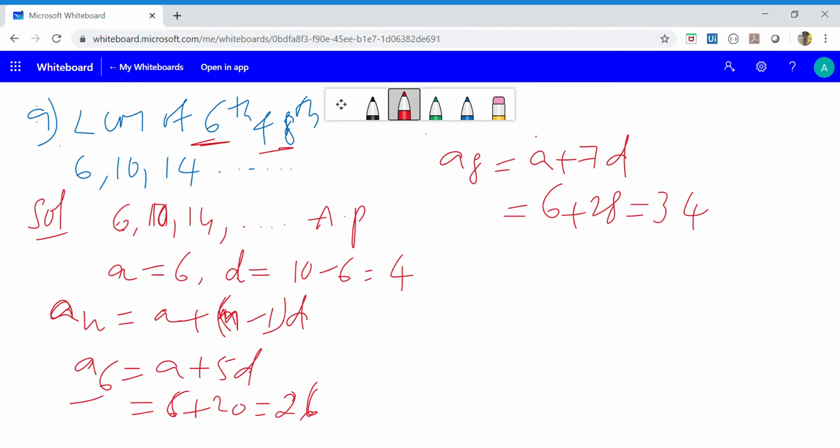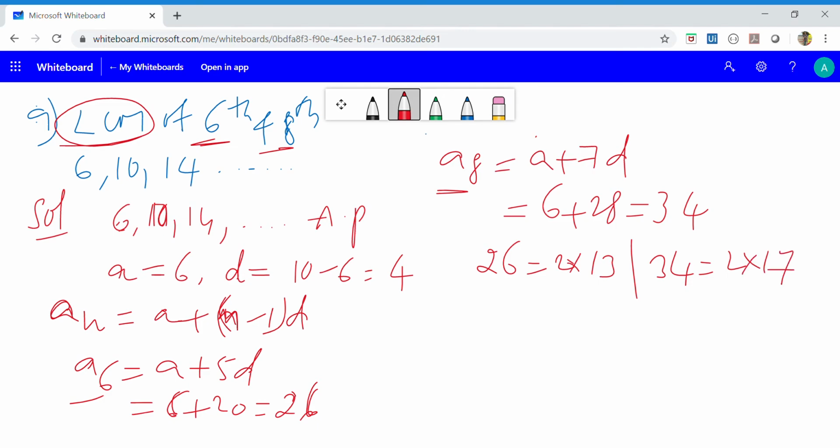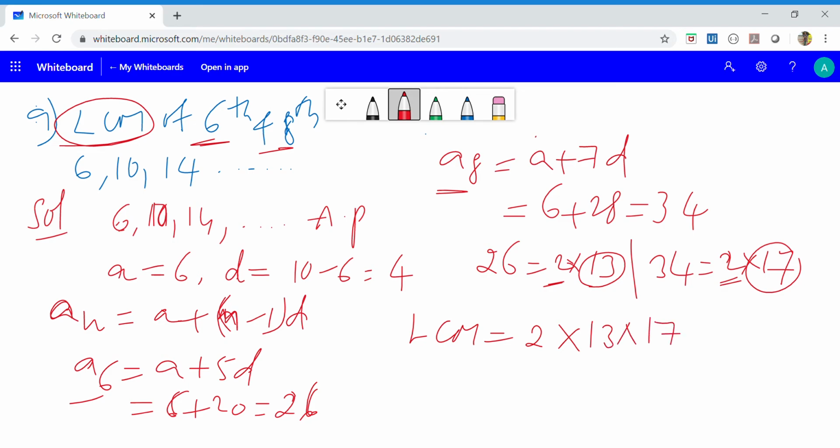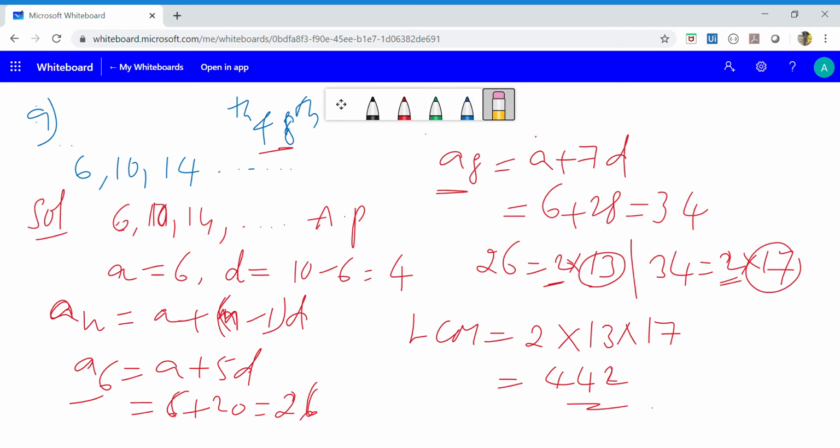So a6 and a8 you got. What he asked? LCM of those numbers. So 26 can be written as 2 into 13 and 34 can be written as 2 into 17. The common term is 2 and the other prime numbers are 13 and 17. So LCM is nothing but the product of the highest power of each prime factor. So 2 once you have to write, 13 into 17, is nothing but 442. That is the answer. Okay.